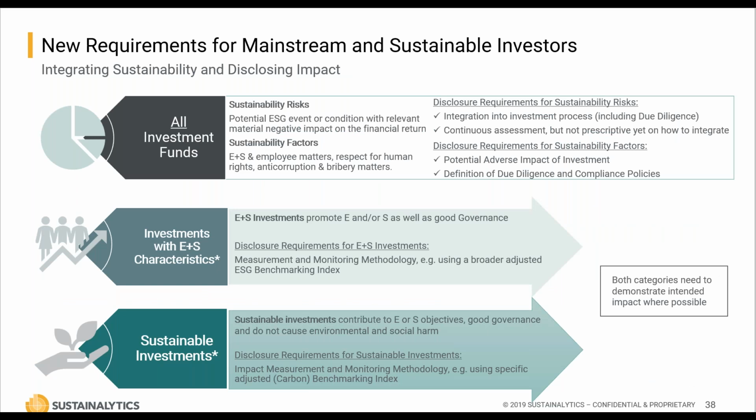So as mentioned, there's new regulation for all types of funds, for mainstream and sustainable investors. The key point is that all funds have new requirements, not just sustainable funds. With these new requirements, all investment decision makers will have to disclose on sustainability risks and factors. A sustainability risk is a potential ESG event or condition with a relevant material effect on financial return. As an example, take an investment in a utilities firm that is exposed to a carbon tax or other regulatory risk. All investors also have to disclose on sustainability factors.